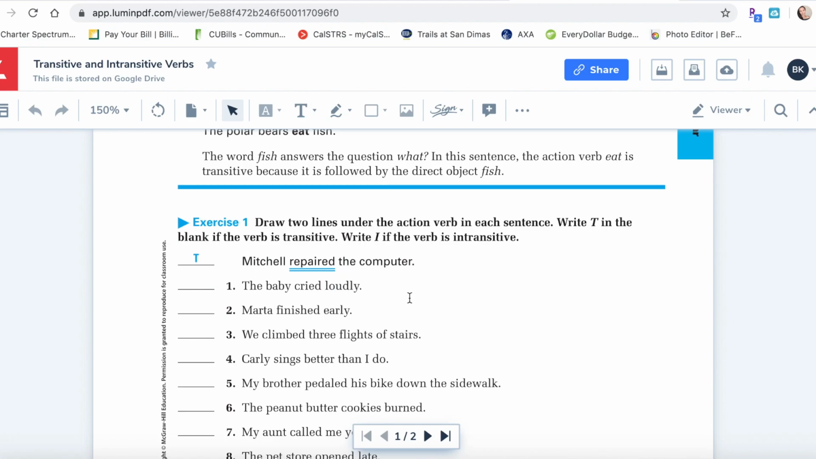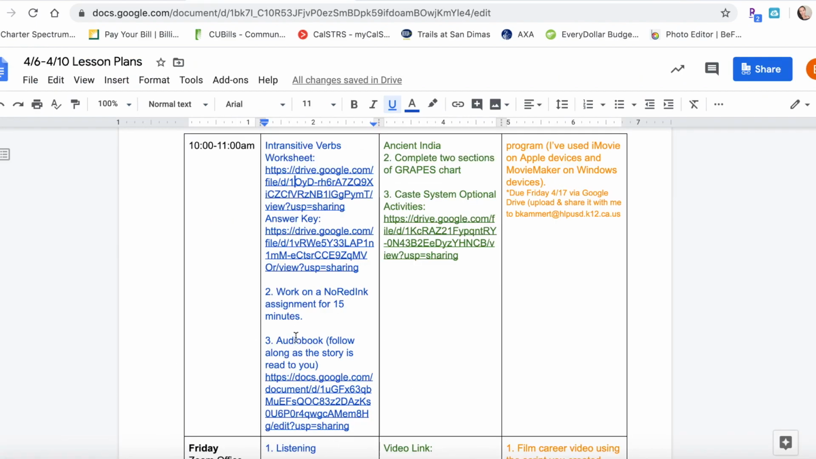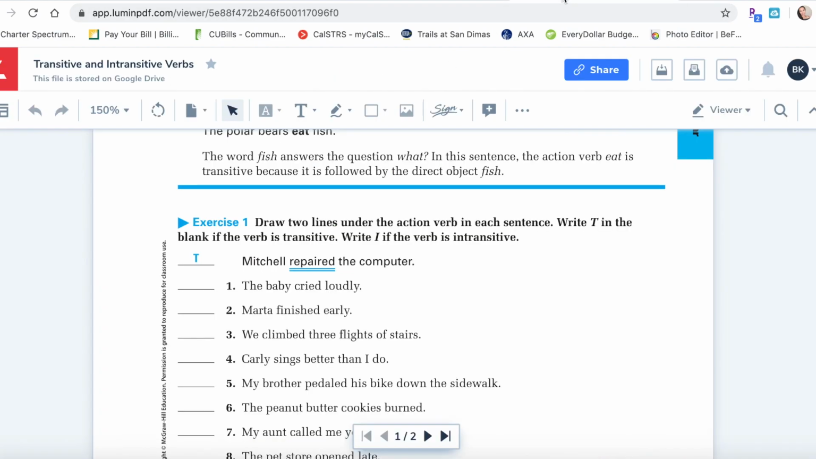Hopefully your answer says something along the lines of loudly describing the way the baby cried, not the baby actually crying the word loudly. Okay, so because of that, this would be what? Transitive or intransitive? Go ahead and scroll back up to the top. You can pause this video, look at the worksheet, scroll back up to the top if you need to. The link is on the lesson plans. It's right over here if you guys forgot about it. Right here, click on that and actually look at it, okay?